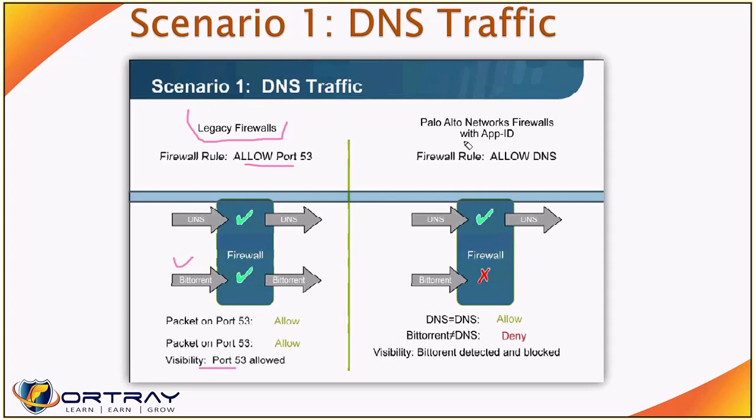When you talk about the next generation firewall with the app ID configured, what you can see is they can only allow the DNS traffic. The BitTorrent will be disallowed, because BitTorrent is actually an application. The firewall is so intelligent: previously, if it got through on port 53 it was allowed, but now the firewall is not only checking the port number but also the application signature. The application signature for DNS is different from BitTorrent, so of course it will be denied. So that's the first scenario.